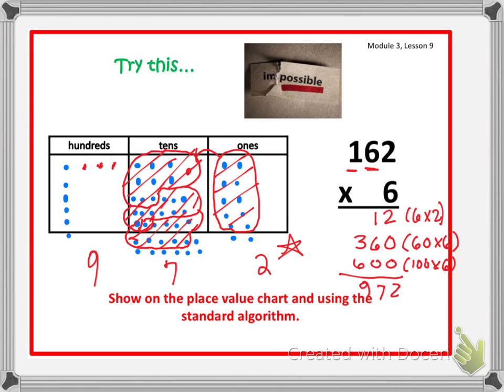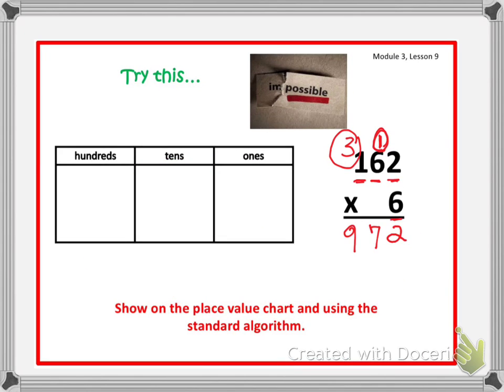So just like what we showed back over on this previous slide, we regrouped and we bundled up the 1s to make a 10, and then we bundled up the 10 tens to make 100. And just like in our partial product method way, we did not have to show all those steps. We just carried over our 1 and our 3.